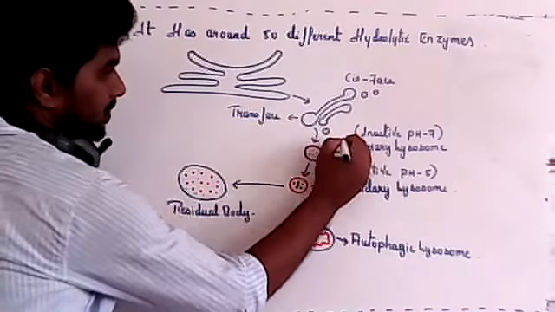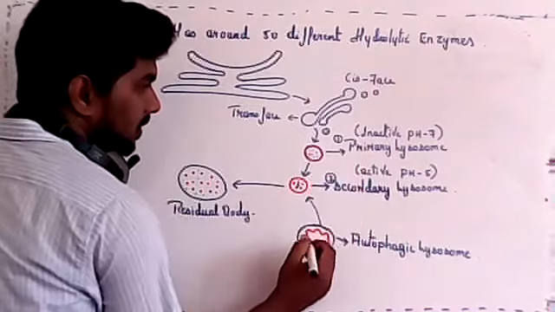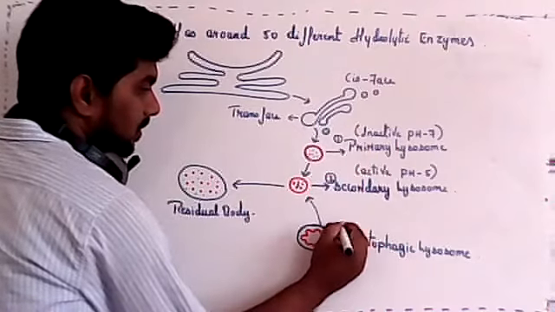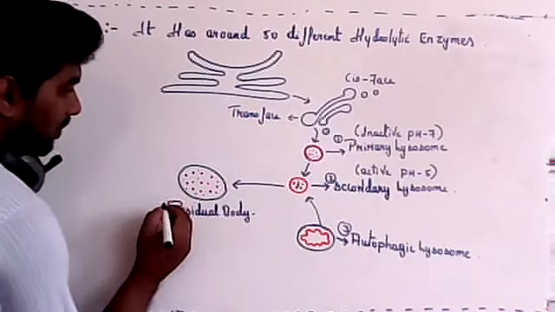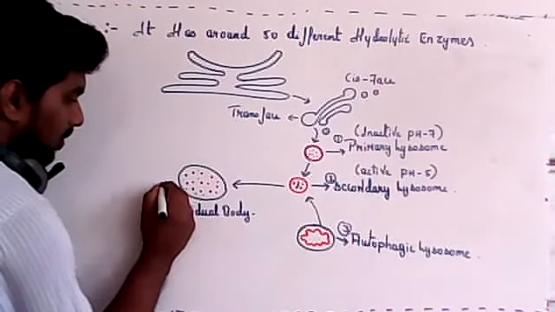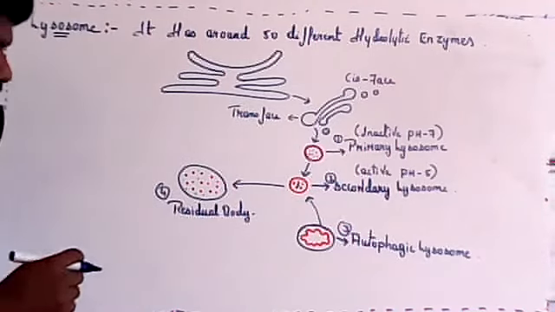So this will be the first one, which is called the primary lysosome. This is the second one, which is called the secondary lysosome, and this is the third one, which is called the autophagic lysosome, and this is the fourth one, which is called the residual body. Okay, so four different types of lysosome.